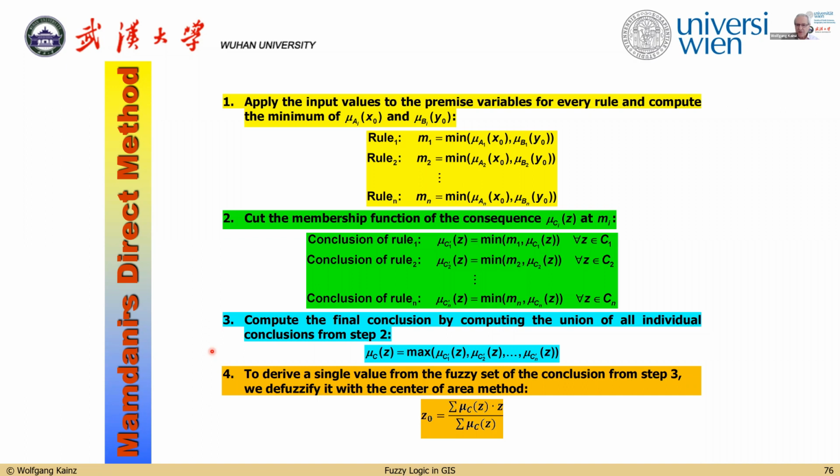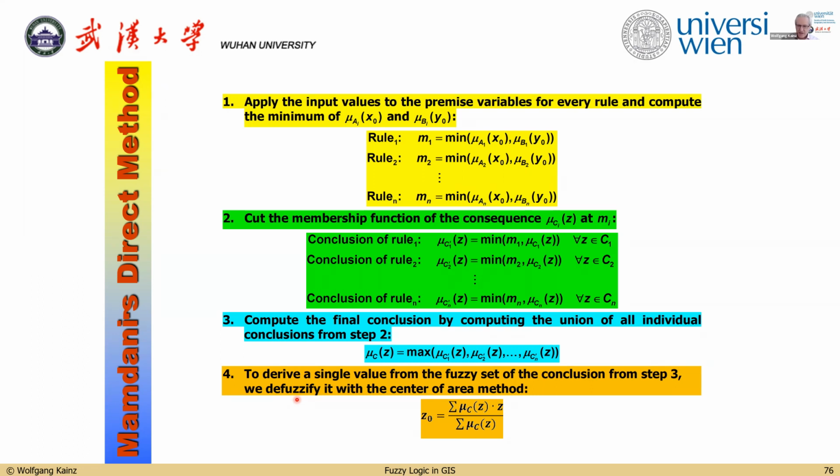But what we would like to have is a single value as a result, because that's already our result in step 3, but the result is a fuzzy set. So we would like to have a single value, and to compute such a single value, we apply a defuzzification to our conclusion fuzzy set.